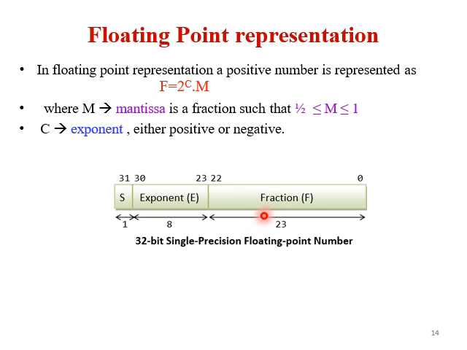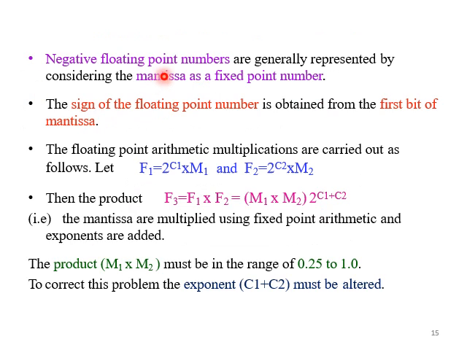And then it is going to be the fraction, that is the mantissa part. Clear? Negative floating point numbers are generally represented by considering the mantissa as a fixed point number. The sign of the floating point number is obtained from the first bit of the mantissa. So I can do an arithmetic multiplication also in the floating point representation.